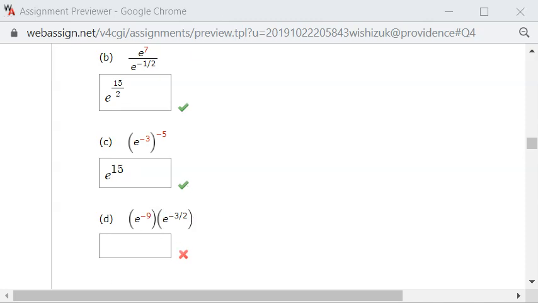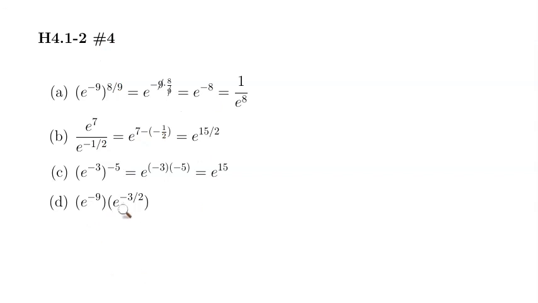Let's move on to part D. Since this is multiplication between exponential functions with the same base, we just have to add the exponents. So we're going to add negative 9 and negative 3 over 2. Negative 9 plus negative 3 over 2. 9 is 18 over 2, so it's going to be negative 21 over 2.